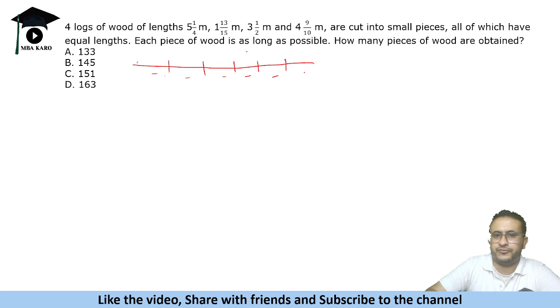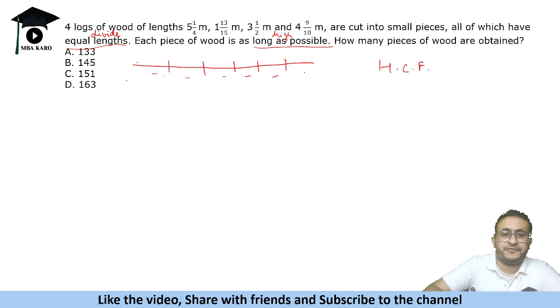Each piece of wood is as long as possible. So these are the hints. Equal length means it is divisible by that number, it divides, and it is as long as possible. So it is highest possible. That means we have to find the HCF of these numbers.